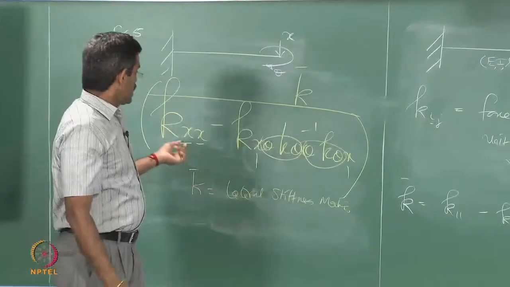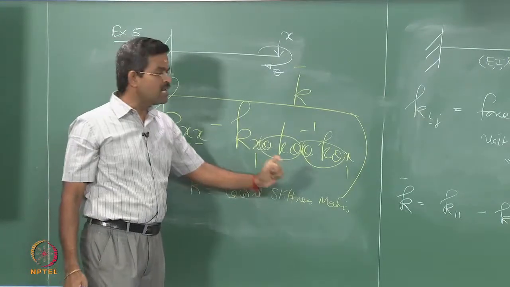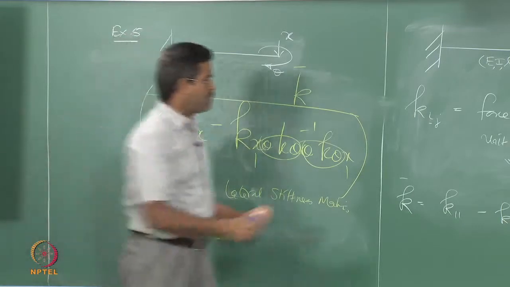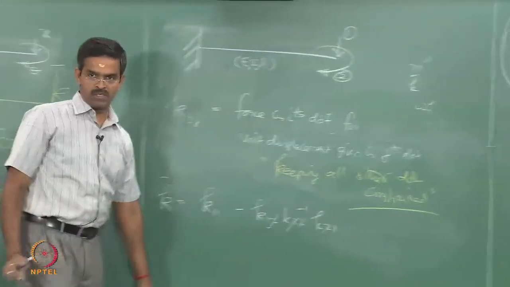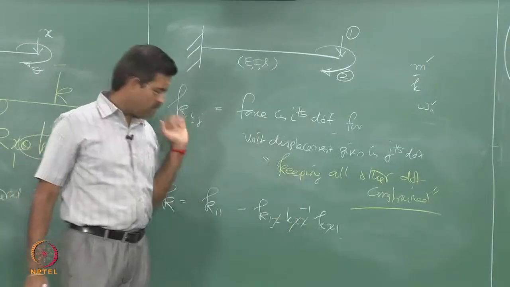That is why it is sometimes called the equivalent stiffness matrix. It will be a single value now. The whole matrix will be converted to a single value. You will see how it is. So, I want to find k11, k12, etc. Let us see what it is.